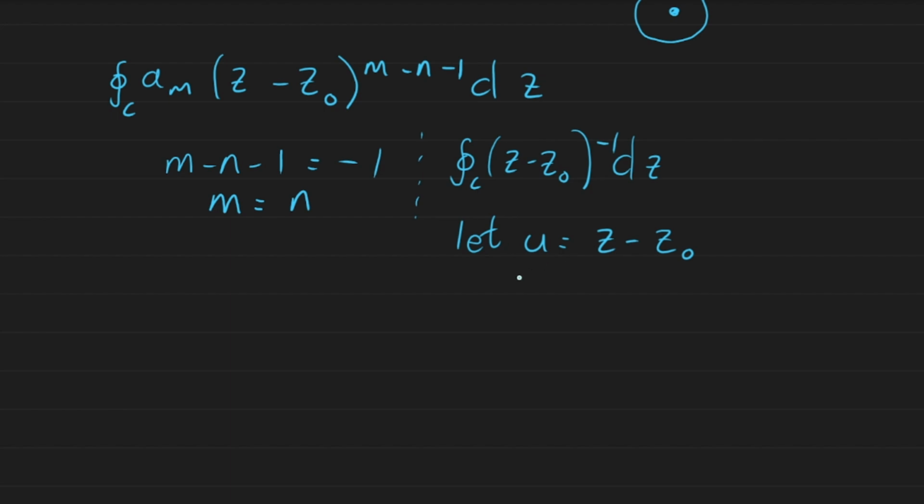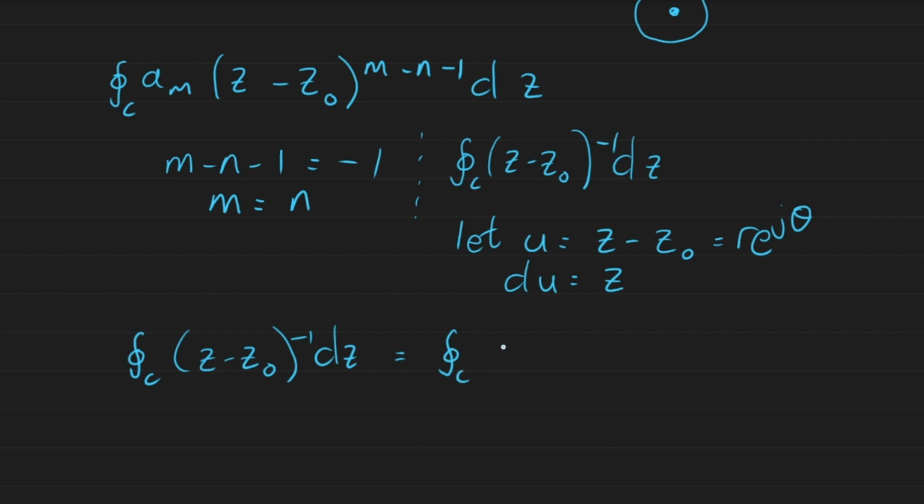If u is equal to this, then du is equal to dz. And since this is a complex variable, we can also say that u is equal to re^(jθ). This is the polar form of a complex variable, and this is what we're going to use to evaluate this integral. So the integral around this closed path of (z - z₀)^(-1) dz is equal to the integral around the closed path C of u^(-1), which we write as 1 over u, times du.